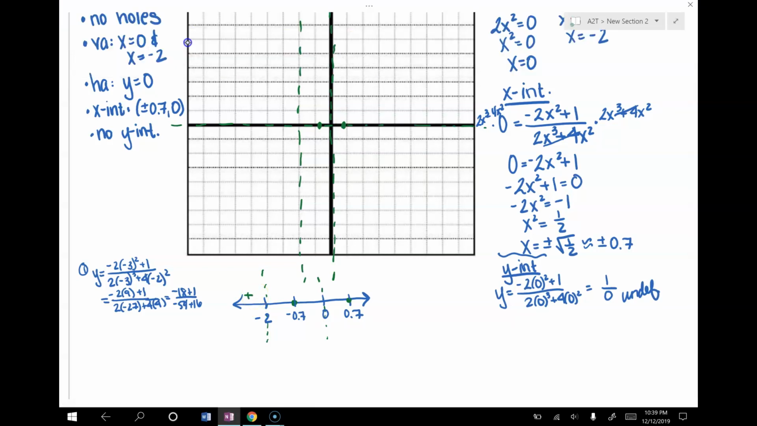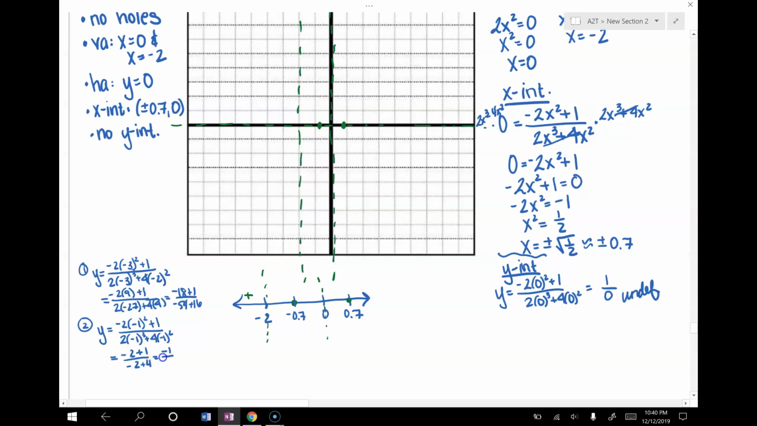All right, so the next section is between -2 and -0.7. So I'm going to choose -1. I have -2 times -1 squared plus 1 all over 2 times -1 cubed plus 4 times -1 squared. I'm checking the sign. What y values correspond to the x values being between -0.7 and -2? Okay, well, that means I have -2 plus 1 over -2 plus 4.